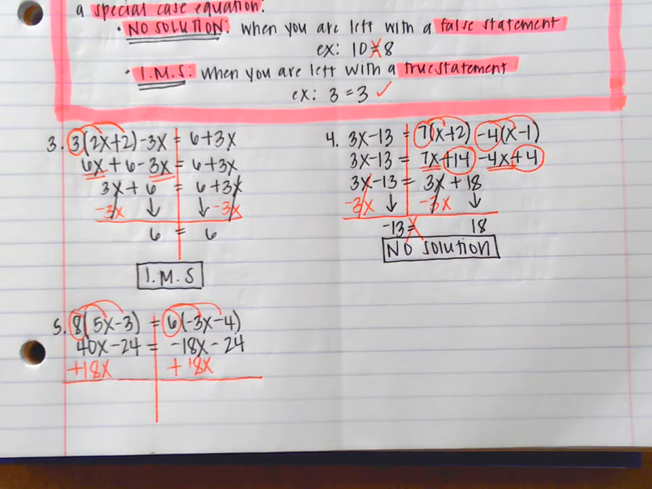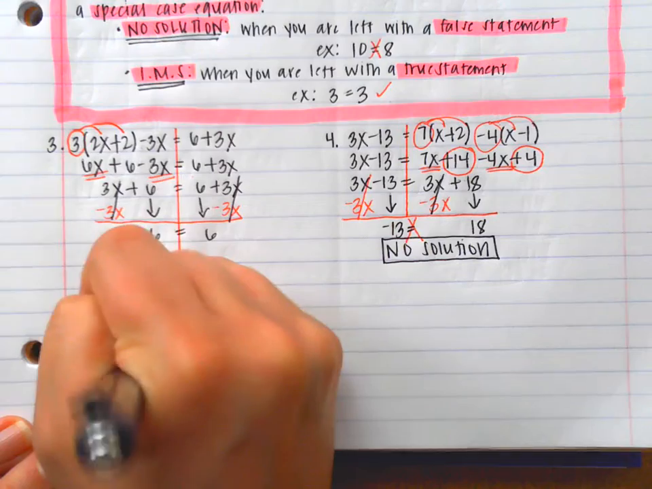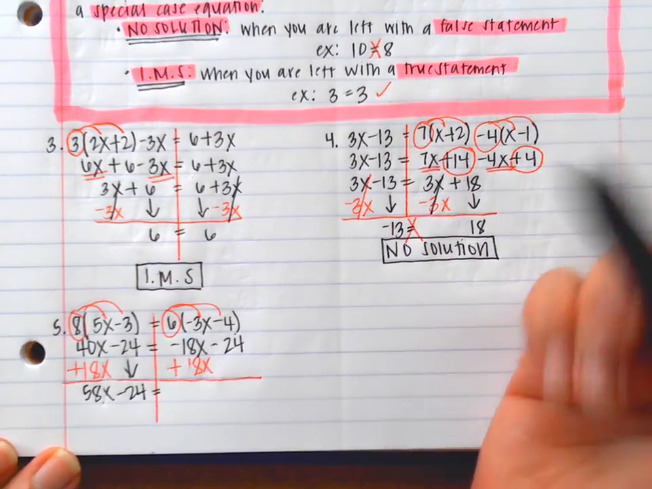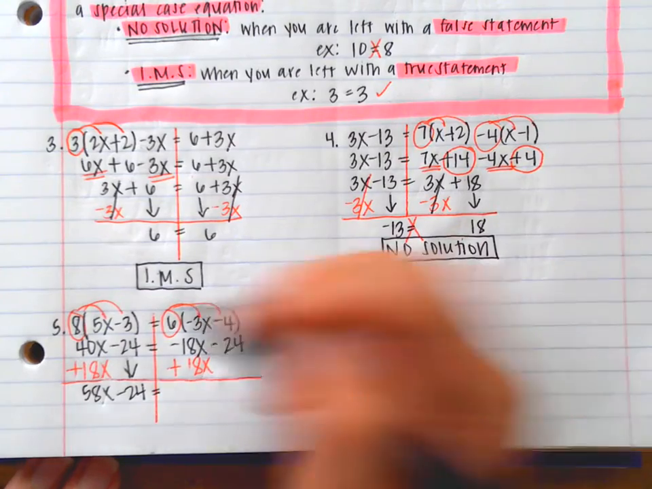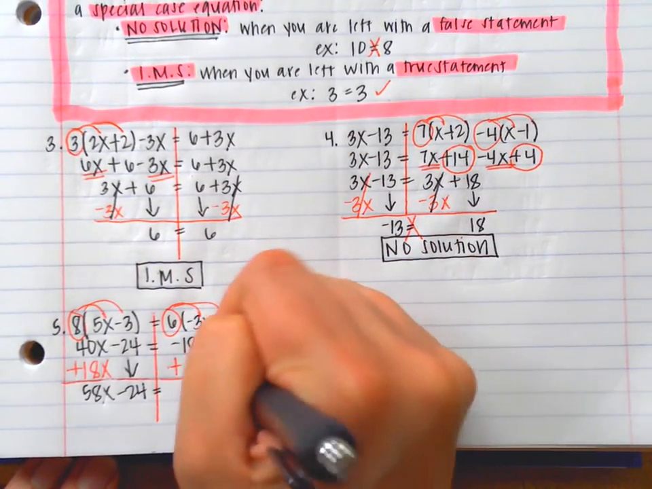And you're probably thinking, wait, this is a little different than the last 4 that we have done. And you're right. 40x plus 18x is 58x. The variables aren't canceling here. This is really not a special case equation. Negative 18x plus 18x is 0. And then negative 24 comes down.